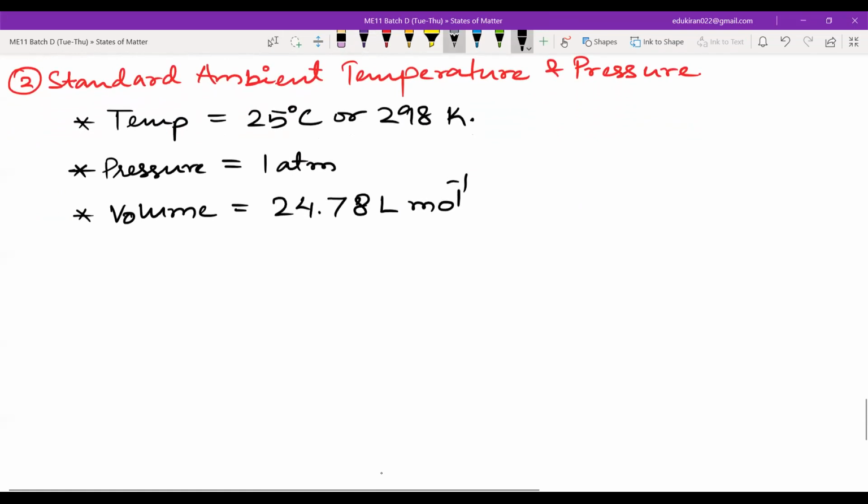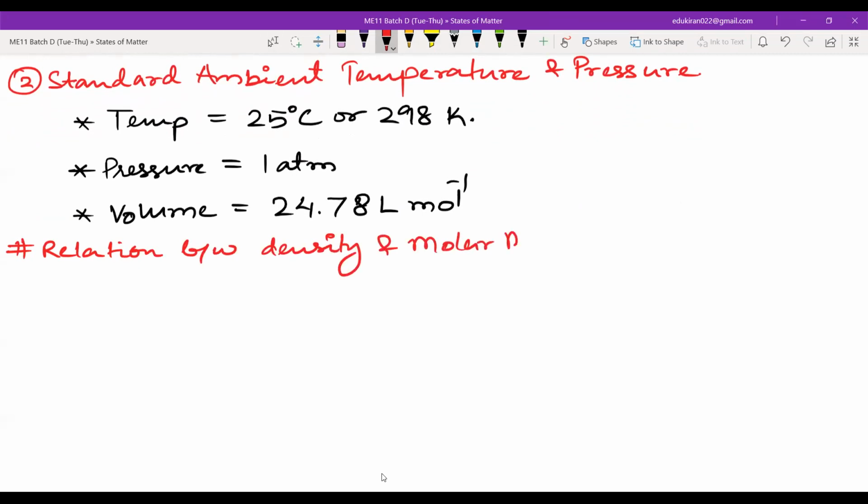Right, another topic, that is relation between density and molar mass. First write till here and let me know.